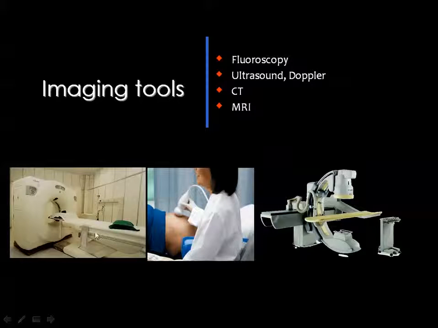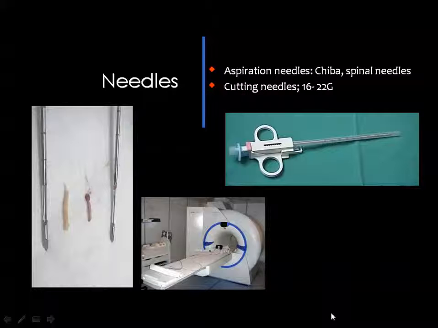Then the most reliable techniques include ultrasound and CT, and maybe recently MRI. And as I have said, I don't have enough experience with ultrasound, so I perform all the techniques using CT guidance. And this is one of the most reliable core biopsy needles available in the market. Here you can see different lengths of the needle, and you see the graded scale on the needle itself to know the distance where you are putting the needle inside the human body.